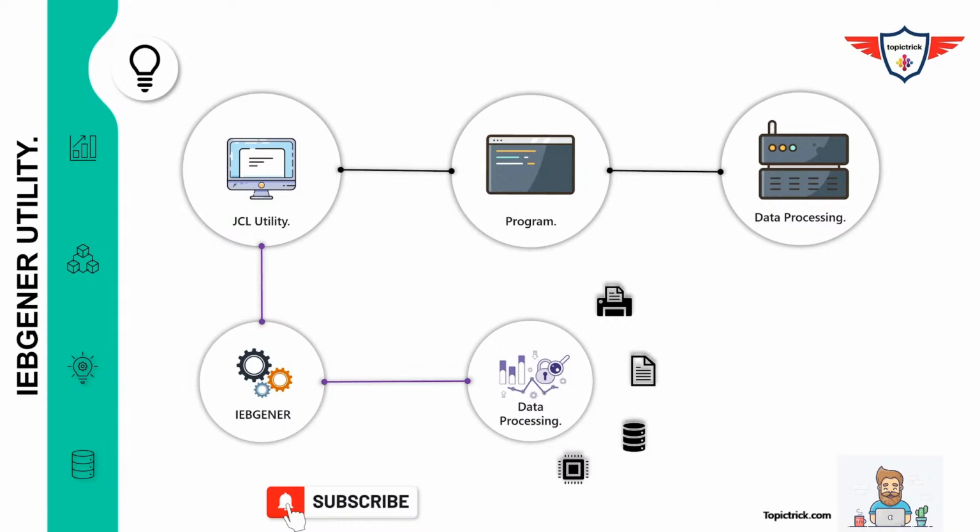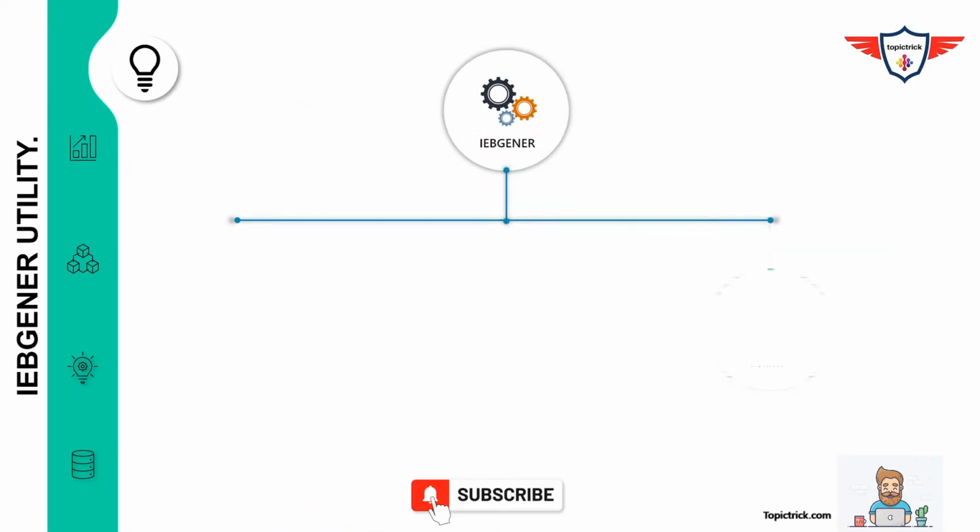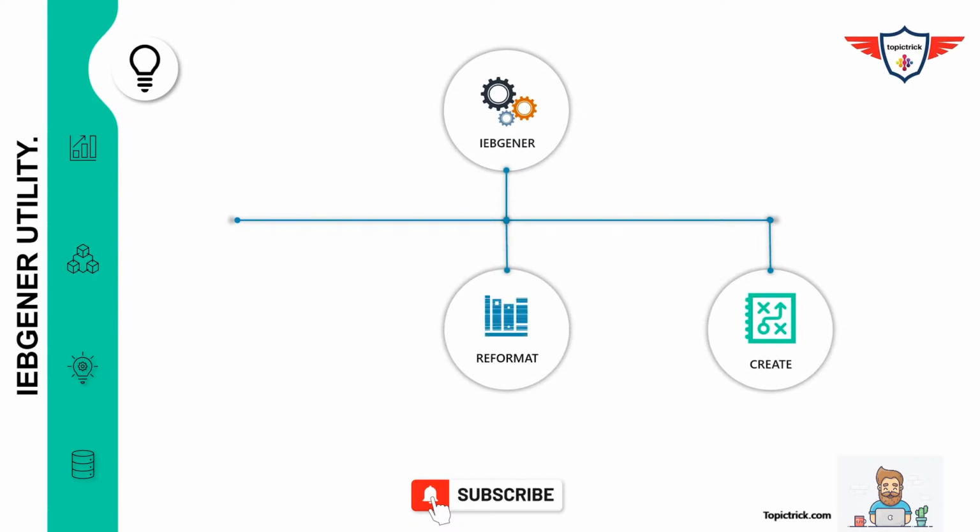As a result, this utility can be used to backup or restore sequential datasets. You can also use this utility to print a non-VSAM sequential dataset by copying it to a sysout dataset. Finally, the common use of the IEBGENER utility is to create, reformat, and backup non-VSAM sequential datasets.